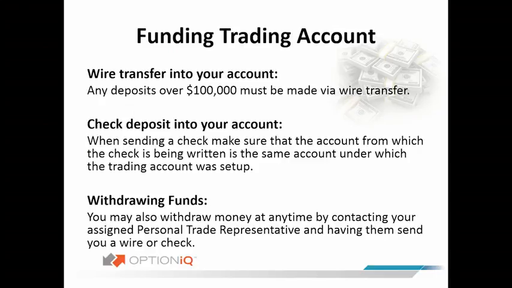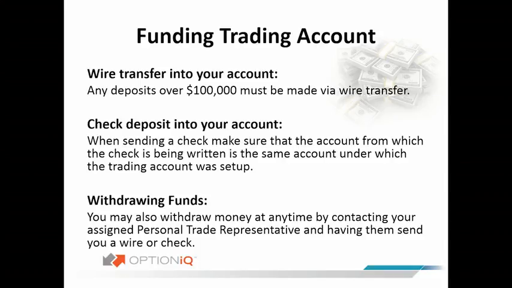Lastly, funding your trading account. So with Option IQ, it's easy to fund an account. You can wire transfer into the account. That money goes to R.J. O'Brien, the clearing firm, not to Option IQ directly. It goes to them. They put it in their account, and they clear all your trades and keep track of everything. Any deposits that are made in excess of $100,000 have to be made via a wire transfer.